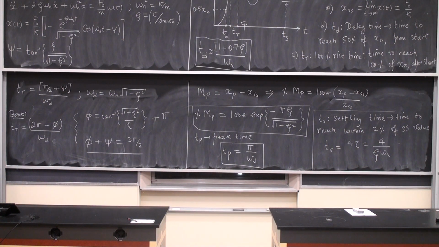Yes? So the time constant for all second order systems is always t. It's always 1 over omega n. Yes, that's what I'm saying.